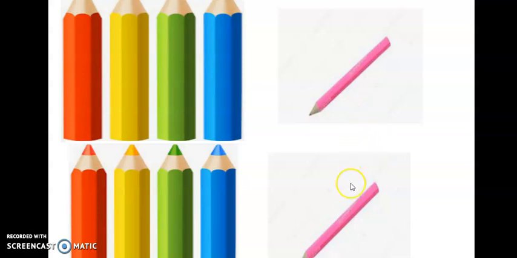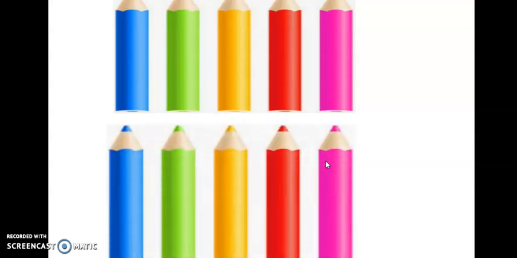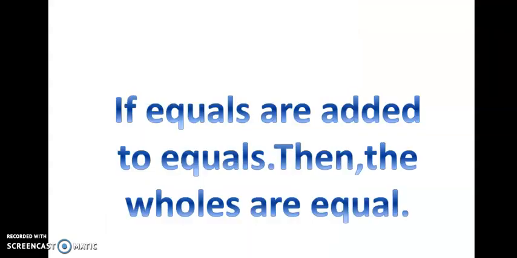Then tell me now, how many pencils are there in the new set that is formed? Yes, good. Now each set that is formed newly contains 5 pencils and they also become equal. So, can you give one statement to this? Yes, if equals are added to equals, then the wholes are equal. Again, here, I am going to give another example to you. And here is another activity for you.